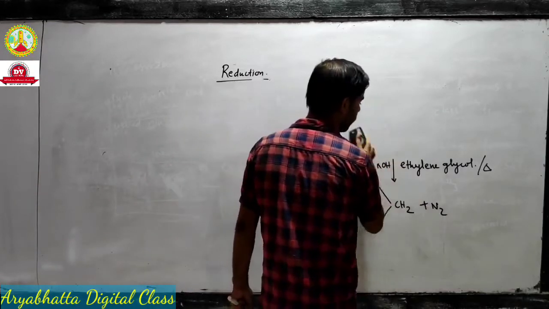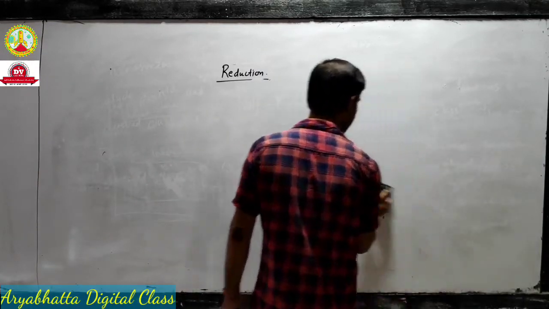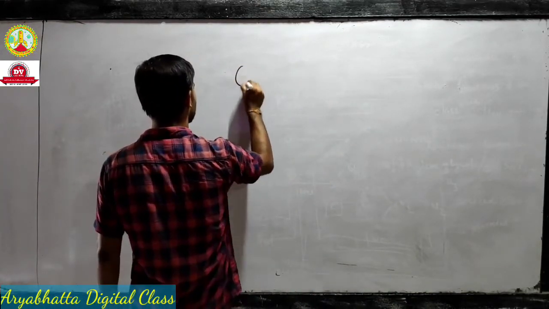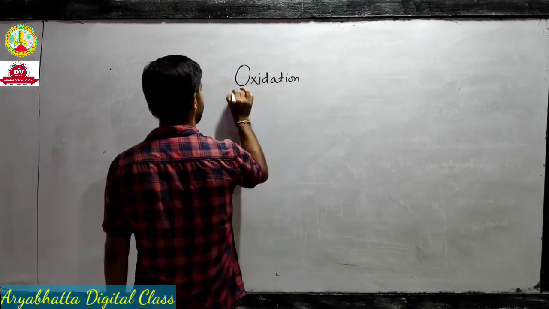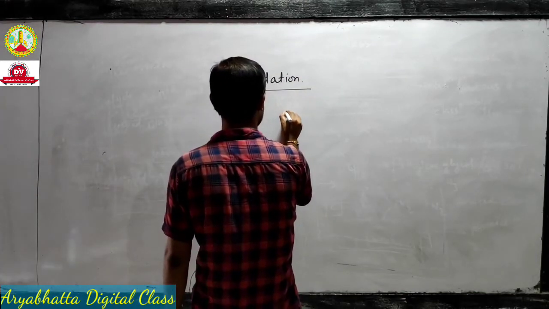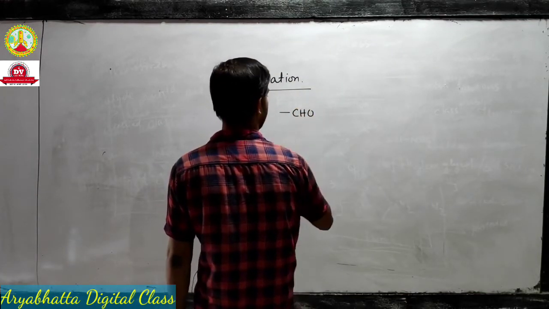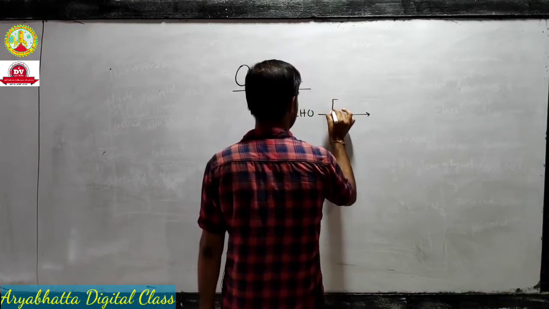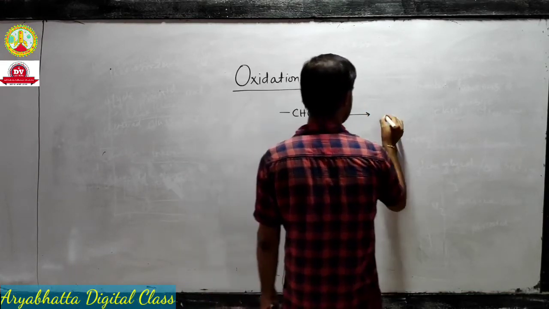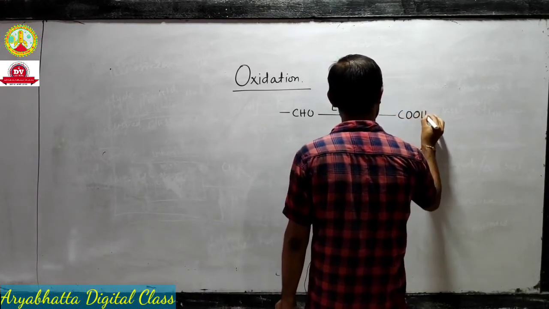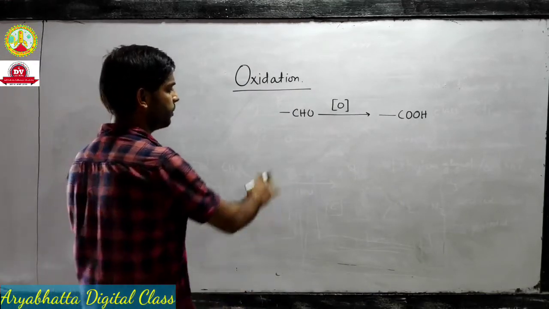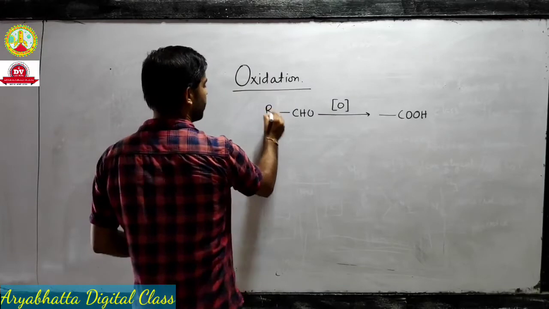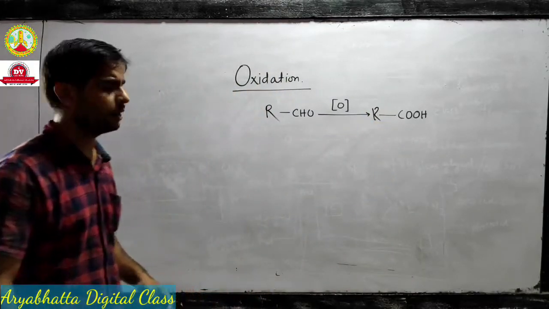Now, we have seen reduction of aldehyde and ketone. Now we will see oxidation. We can also oxidize aldehydes and ketones. Actually, aldehyde gets oxidized; ketones will behave differently. If you oxidize this, it will be converted to a COOH group. So this is the basic conversion. The alkyl part remains the same, it does not change.